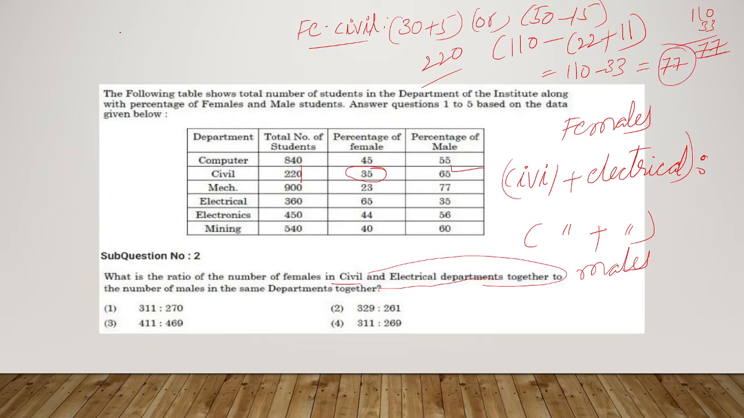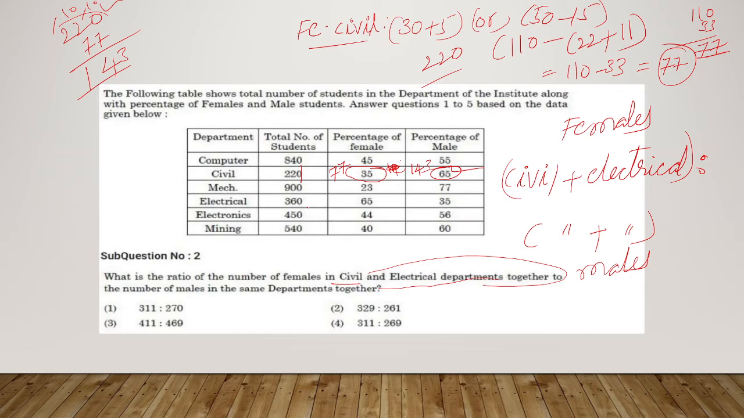That means what is the number of males? 220 minus 77, because total is 220 and female is 77. The remaining is male, right? 10 minus 7 is 3. 11 minus 7 is 4. 143. Okay, here female is 77 and male is 143. Here we need not calculate the 65 percentage again, because it is asking for the same departments.